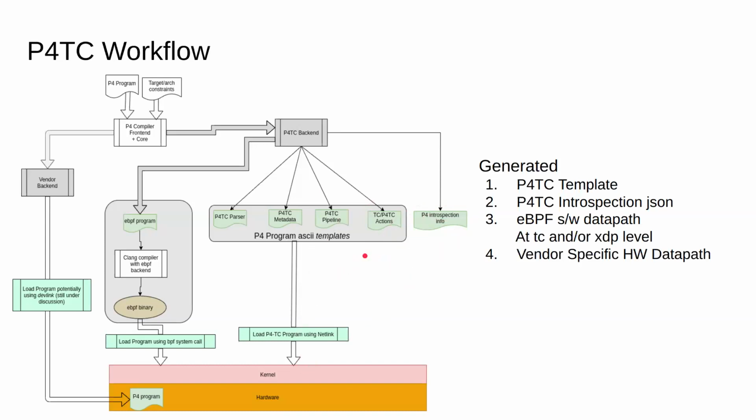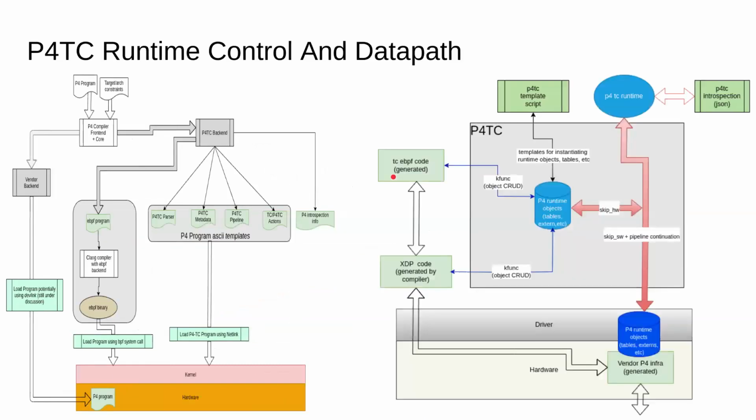And I'm going to show, if we have time, some more details on that. But basically, everything in green is what's generated. If you have hardware offload, you will generate this green blob. If it's only software, you generate an eBPF program, a bunch of scripts, and an introspection file. You load them, and then you're ready to go. Now you can go into the runtime.